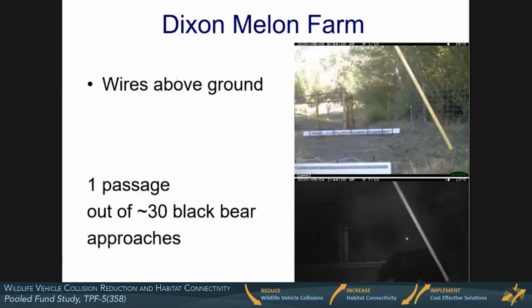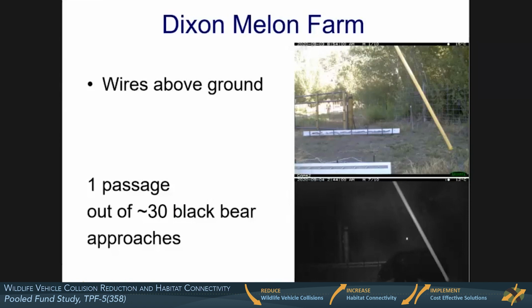The third design, actually the first time I've seen this is in South Africa in game reserves. We've got lions and leopards and such, and it worked quite well. There's been one passage of a black bear out of about 30 approaches.